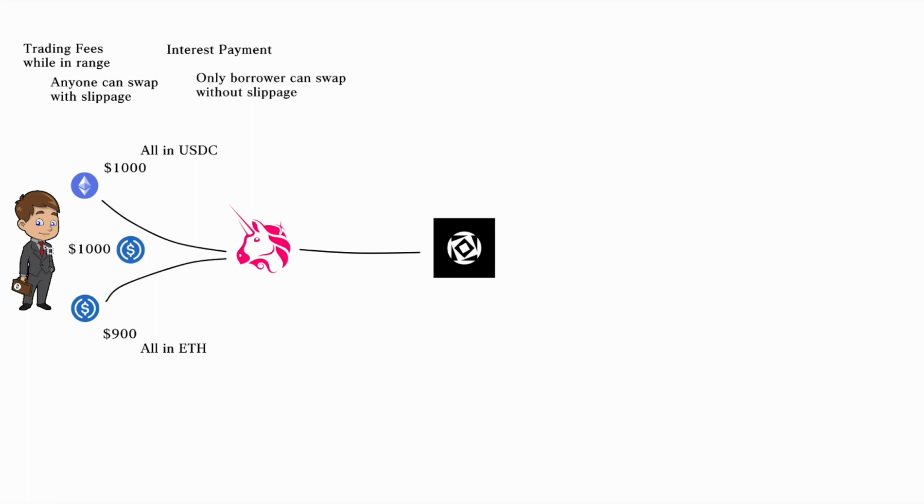So Dollar Bill here, by supplying here, he's going to get trading fees while it's in range, right? Anyone can swap, right? But when his assets get borrowed, then he will get paid interest payments instead. And when it gets borrowed, only the borrower can swap through these assets without slippage, okay? So while it's idle, it's still tradable, but while it's borrowed, the borrower pays interest, and only he can swap, okay? And of course, there won't be a whole bunch of people trading during the pool because it's going to be borrowed out, okay?